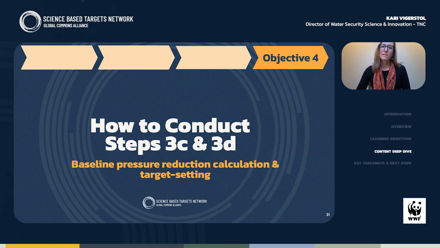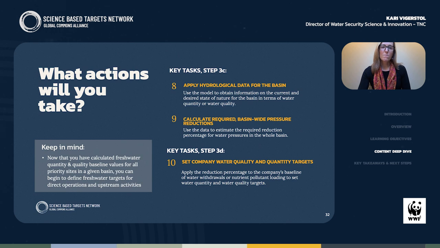Let's look into how to conduct Step 3C and 3D for calculating baseline pressures and finally setting freshwater targets. Here, our main task will be applying the hydrological data we obtained from the earlier substep to our basins, estimating the required percentage reduction for our water pressure in the whole basin, and finally, applying the reduction percentage to the company's baseline of water withdrawals or nutrient pollutant loading to set water quantity and water quality targets.